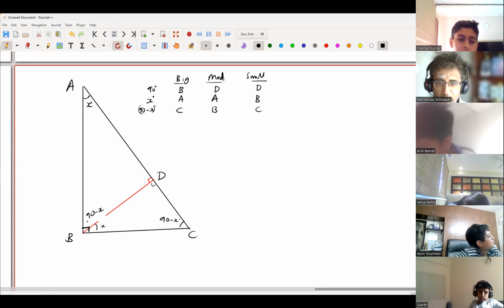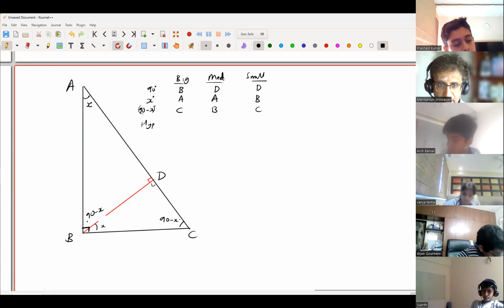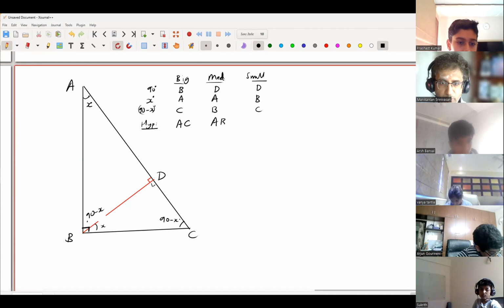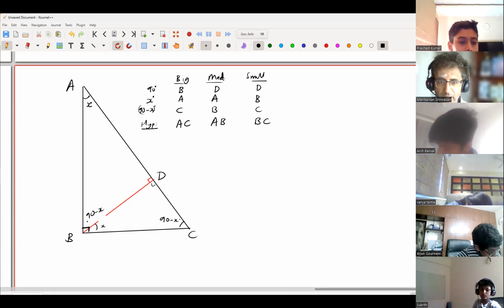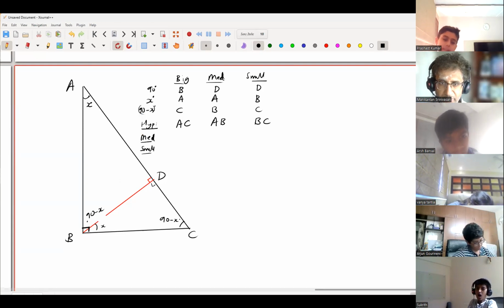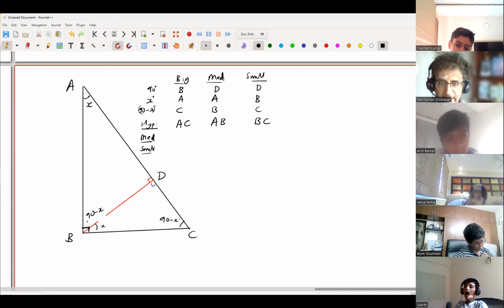So let's list out which is the hypotenuse in the big triangle. The hypotenuse in the big triangle is AC. Which is the hypotenuse in the medium triangle? In the medium triangle, it's AB. And in the small triangle, the hypotenuse is BC. And let's say which is the medium side and which is the small side. The medium side in the big triangle is AB.